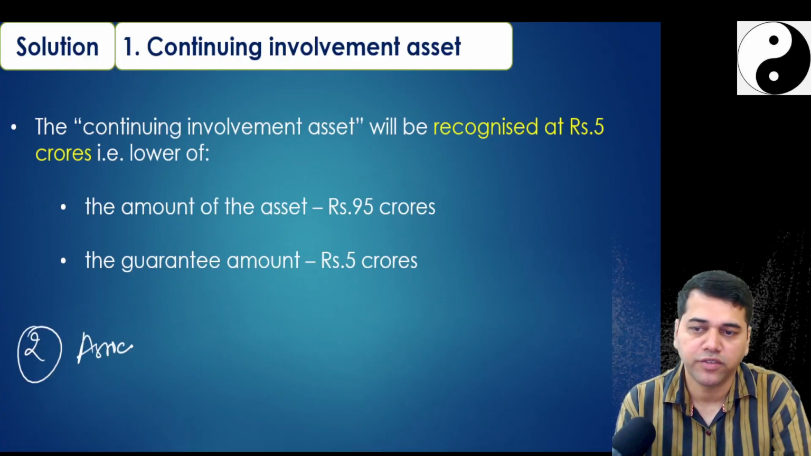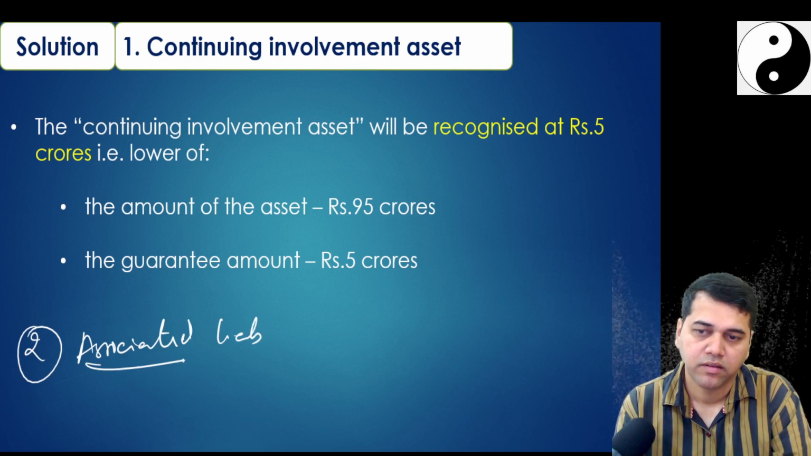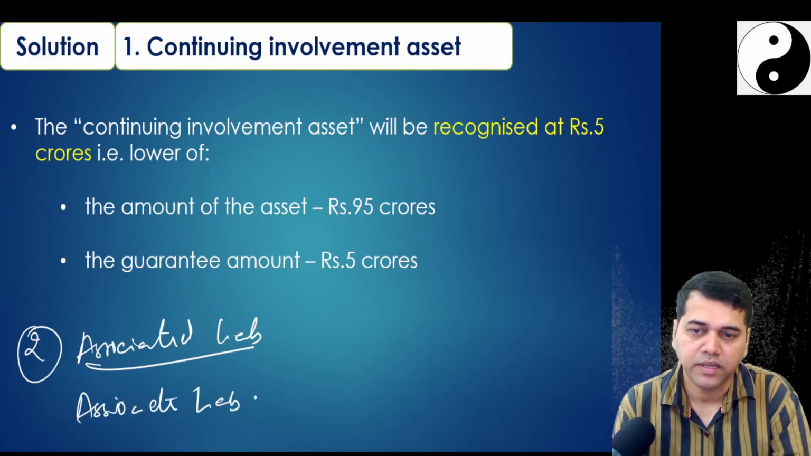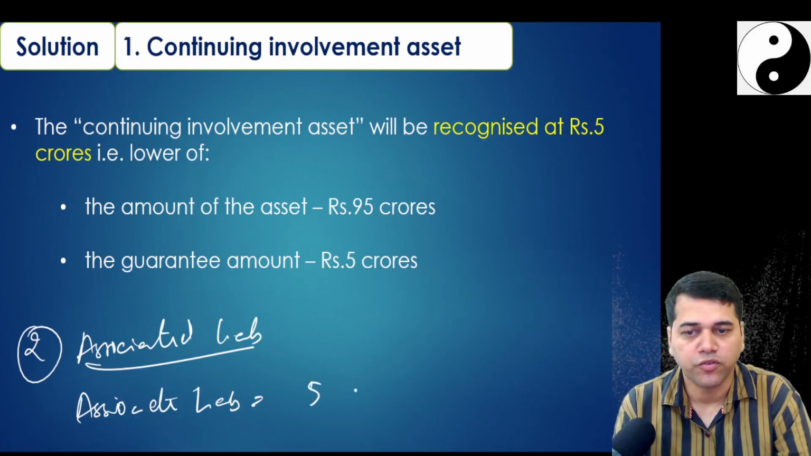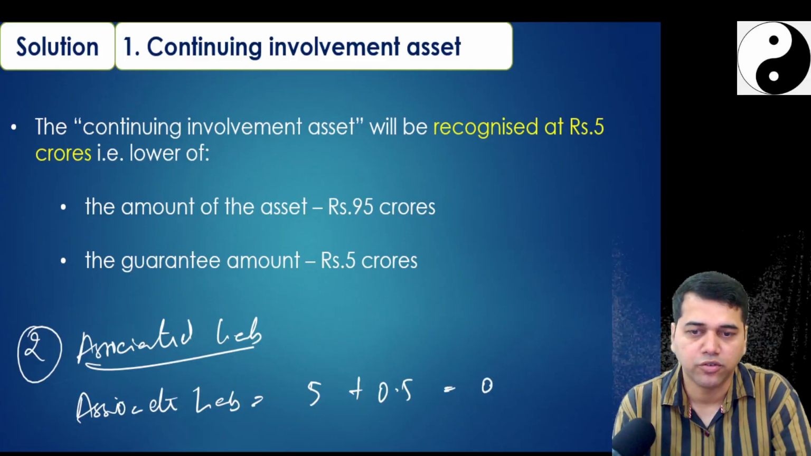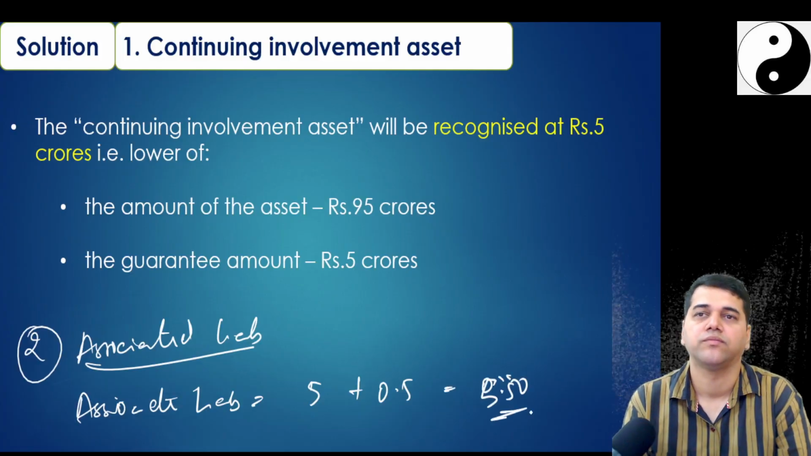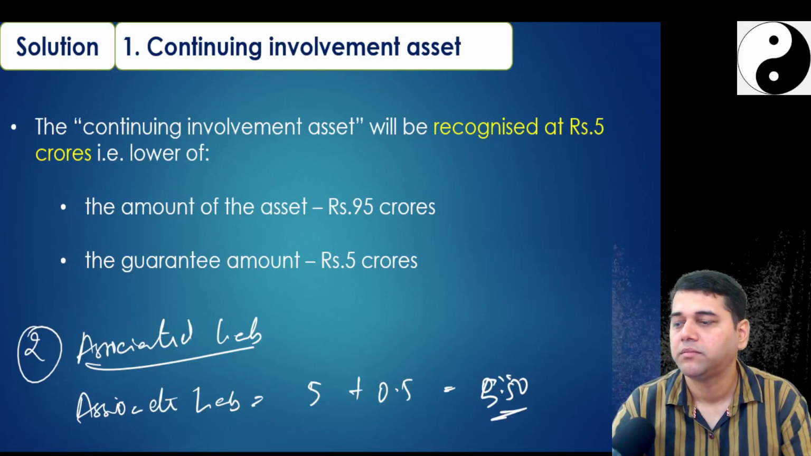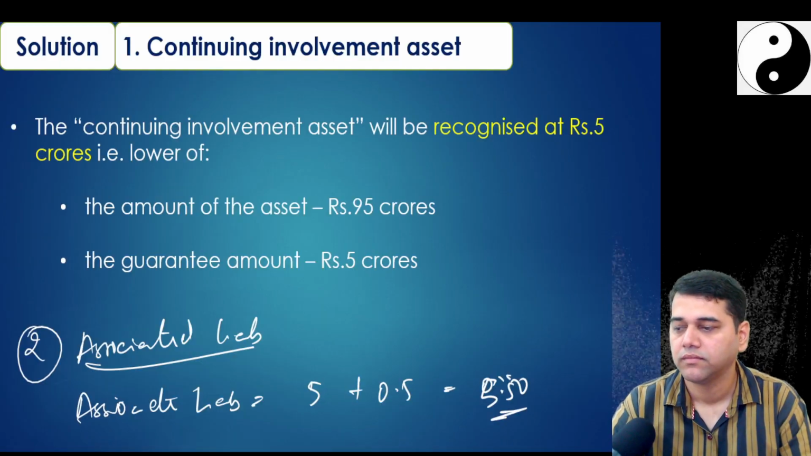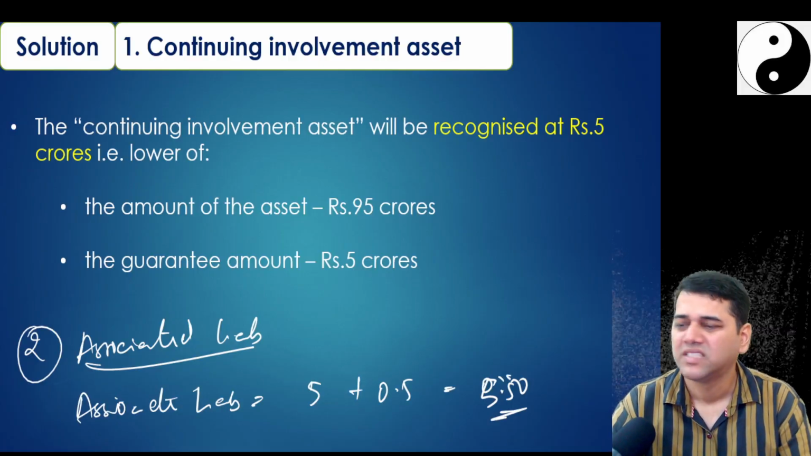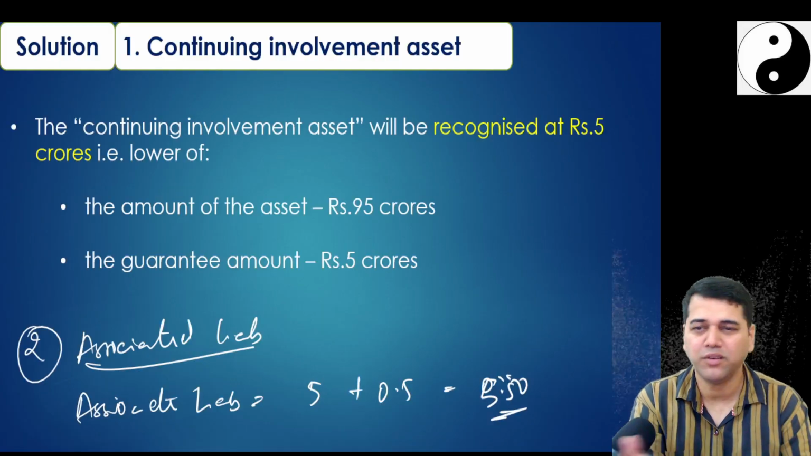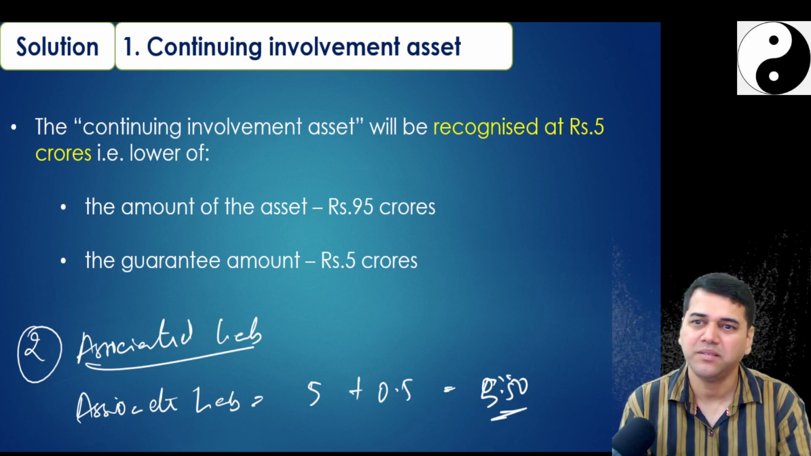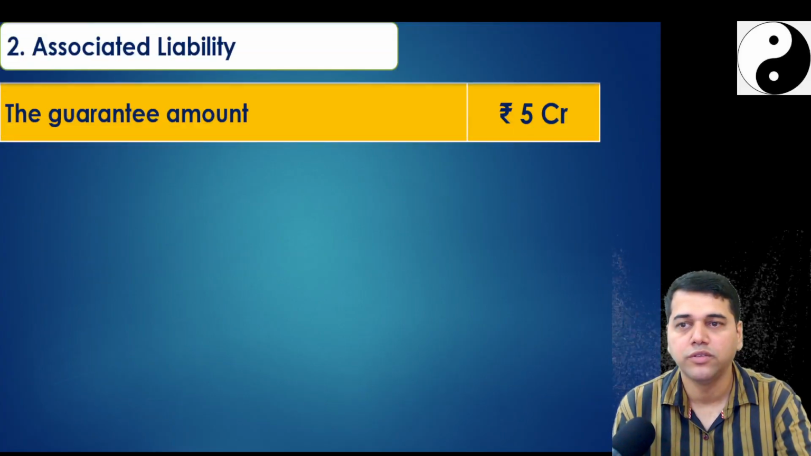Second, what is my associated liability? Associated liability is equal to guarantee amount 5 plus fair value of the guarantee, which is equal to 5.5, that is, guarantee plus fair value of the guarantee. There is very low probability this question may come because it is very simple, but we can't say, no, ICAI may ask. It's a simple thing. Anybody can do this. So, this is my fair value.